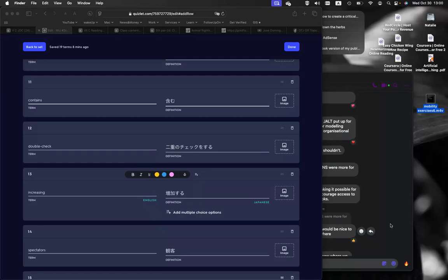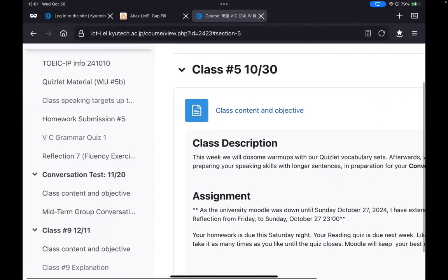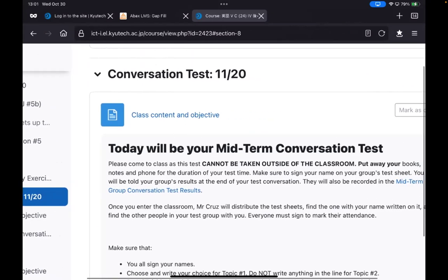This is class 5 today, and that means that we have, basically today, 6 and 7, so 3 classes before we have our conversation test. So let me show you over here. Here's my take on this. Our conversation test is November 20th, and that will be your midterm conversation test.